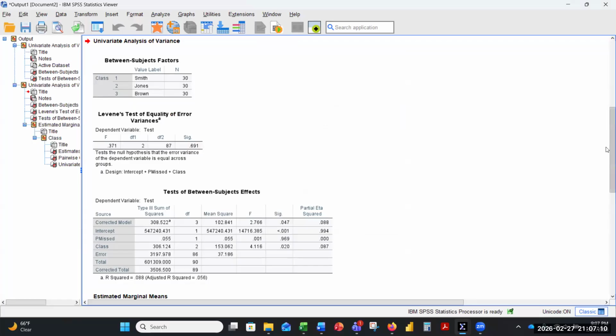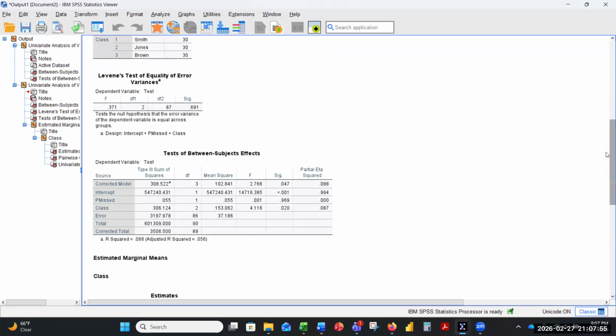And here we have our output. Looking at the Levene's test of homogeneity, it shows a significant value of 0.691, which is greater than 0.05, therefore equal variances are assumed. Looking at the tests of between-subjects effects, the class has a significant value of 0.02. Since P is less than 0.05, there is a significant difference in test scores. Eta squared equals 0.09, which indicates a moderate effect.